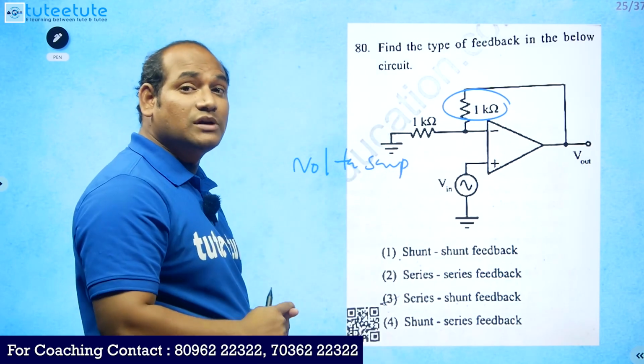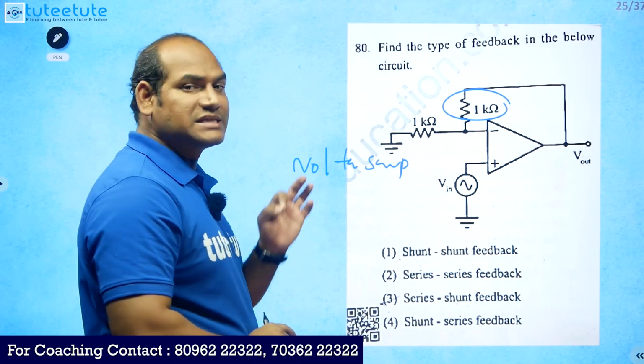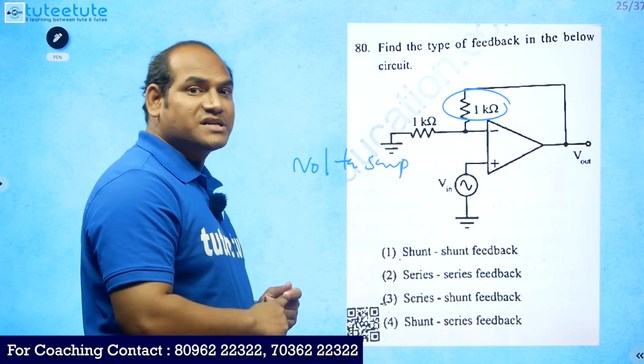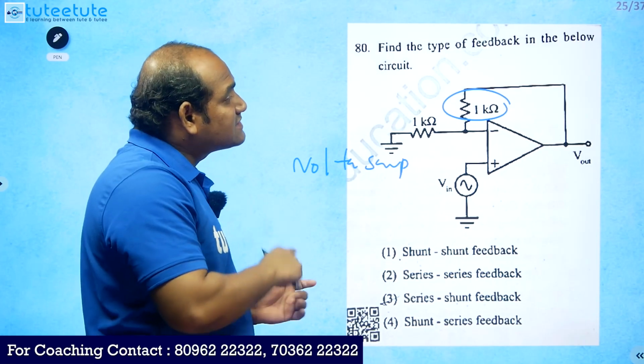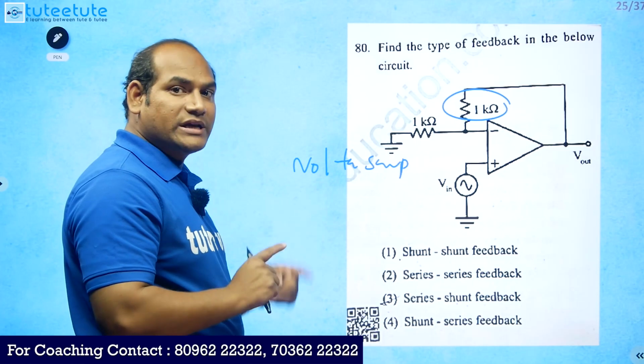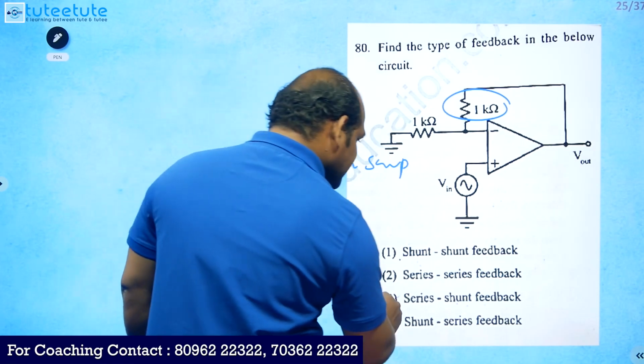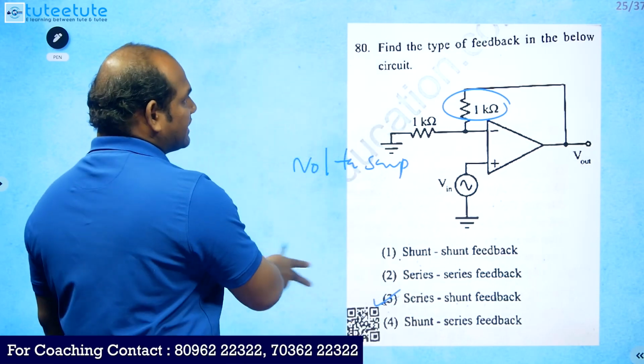So based on this only we can tell what type of feedback is available here. Since it is not directly connected, it is a series mixing. And since it is directly connected to the output terminal, it is voltage sampling. Voltage sampling is nothing but we can take shunt. Okay, shunt sampling. So series-shunt feedback is available in this particular case.